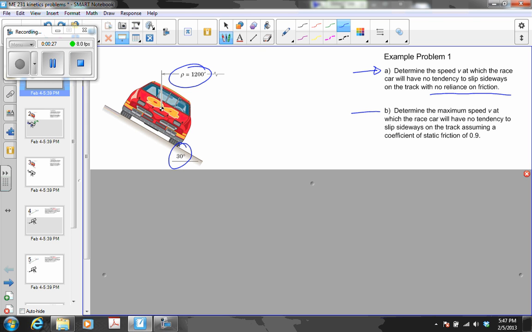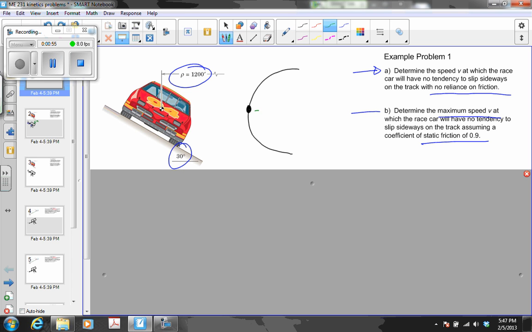And part B will find the max speed v at which the car won't slip up the track if we include friction, a coefficient of static friction of 0.9. So before we begin and draw the free body diagram, let's find our coordinate system. To do that, we need to look down from above, look down on the track. So maybe the track, there's the curve, the car's traveling through this curve. So maybe the car, we'll put him here in the center of the curve.